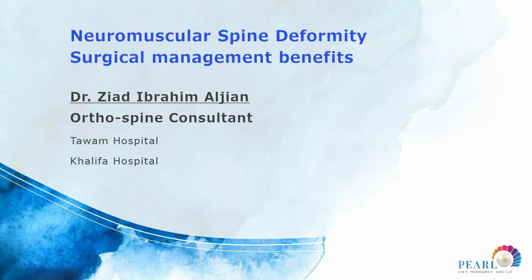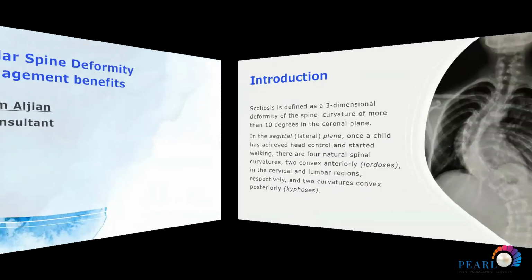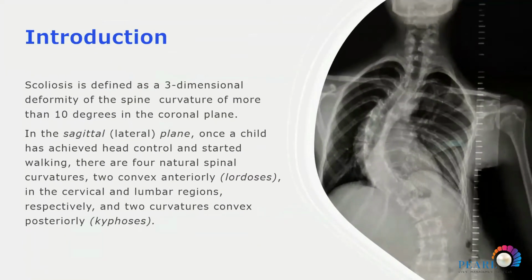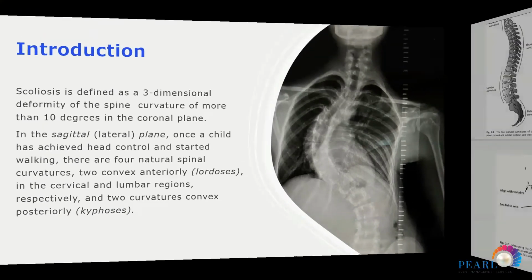So, neuromuscular spine deformity. The definition of scoliosis is a three-dimensional deformity of the spine, curvature more than 10 degrees in the coronal plane. When the child starts to achieve head control, and starts to sit and walk, he will develop four normal curvatures: two convex anteriorly, which is the lordosis, and two convex posteriorly, which is the normal kyphosis.